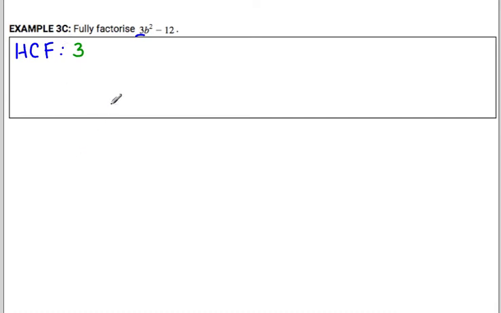So if I factor that out, that's going to leave me with 3 multiplied by b squared subtract 4. So I factored out my highest common factor. And what that leaves for me inside these brackets is a perfect square. B squared is a perfect square, 4 is a perfect square, and they're subtracted by a negative sign, which means that I have that difference of two squares that's so easy to factor.